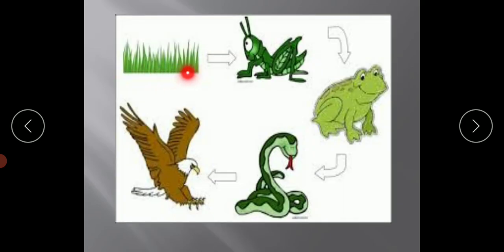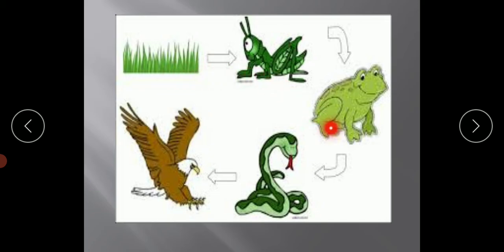The plants, which are called the producers, don't need to take food from other living things, because they make their own food. They are green in color, they have chlorophyll, they take energy from sunlight, and they take water and carbon dioxide from the air and make their own food. These producers, or plants, may become the food of a grasshopper. This is a simple food chain which shows how living things are connected with each other with respect to their food. So a grasshopper takes its food from the grasses.